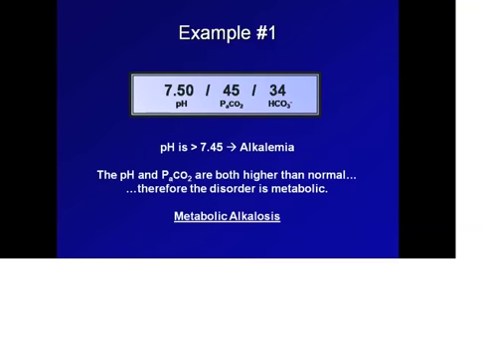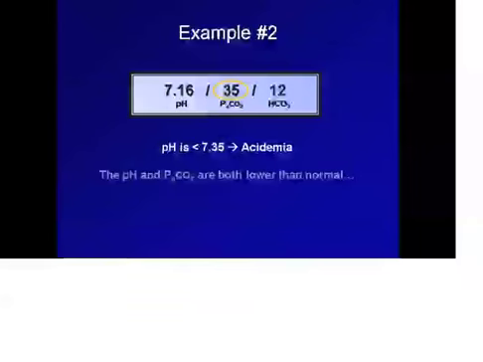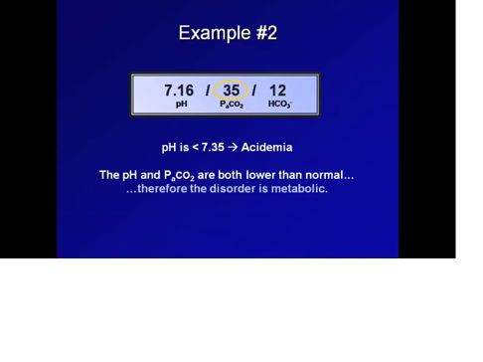Here is example 2. pH is 7.16, PCO2 is 35, and bicarb is 12. Step 1, the pH is low. Therefore, the patient has an acidemia. Step 2, the PCO2 is also low, the same direction as the pH. Therefore, the disorder is metabolic, and we have a metabolic acidosis.